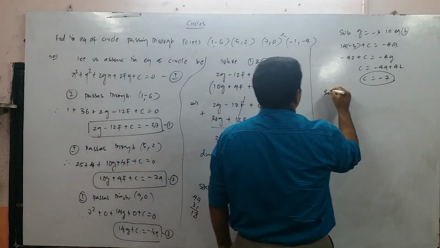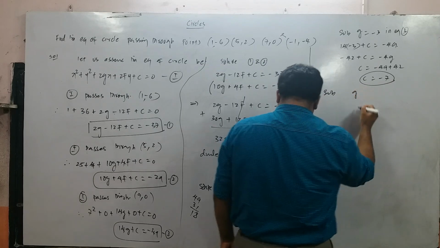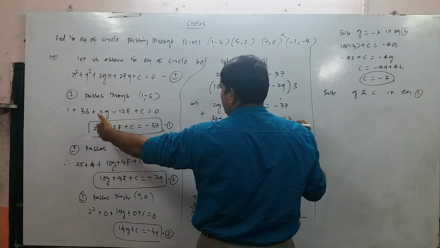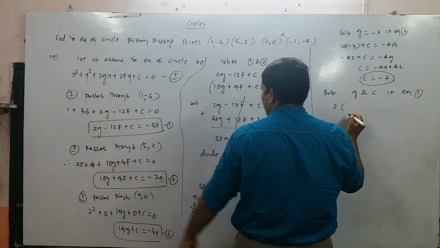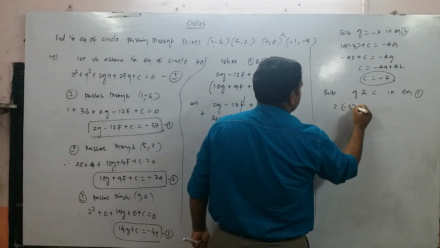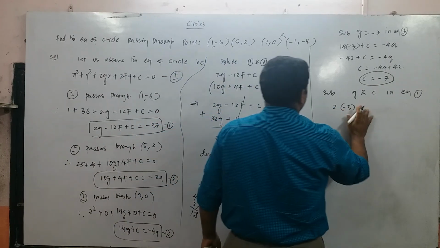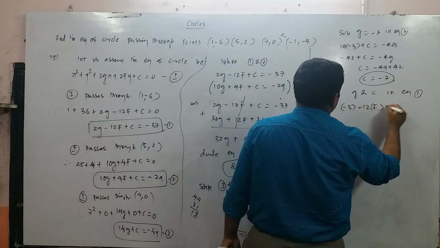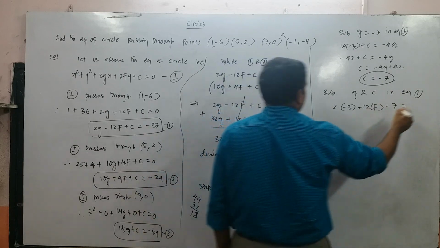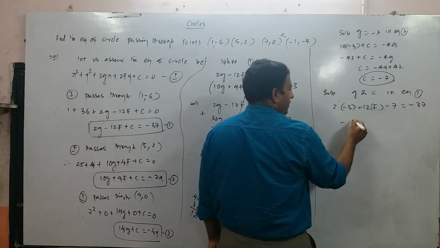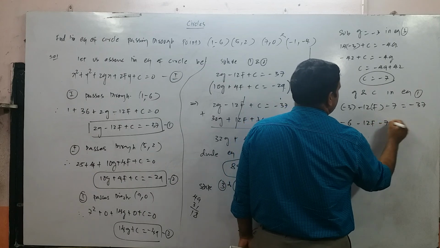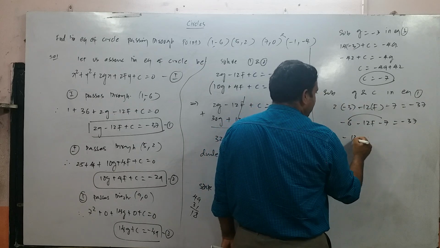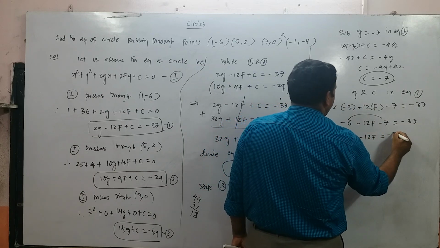You got the value of C, you got the value of G, I need to get the value of F. I will say substitute G and C in equation 1 or equation 2, anything. I will substitute here. 2 into G value, which is minus 3, plus minus 12 into F value which I have to find, plus C value minus 7 is equal to minus 37. 2 into minus 3 is minus 6, minus 12F, minus 7 is equal to minus 37. So minus 6 minus 7 is minus 13.